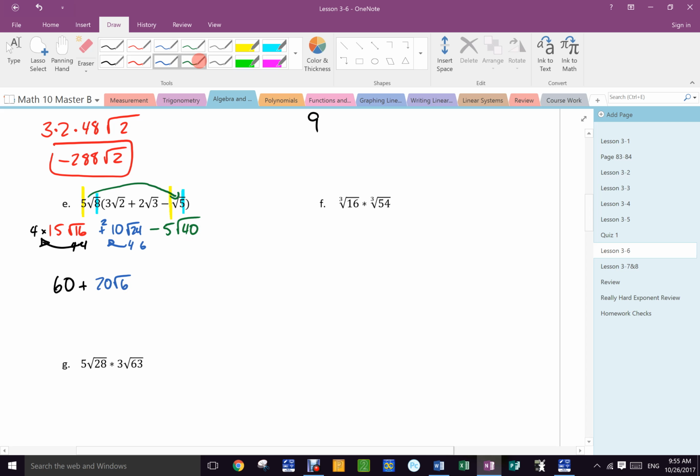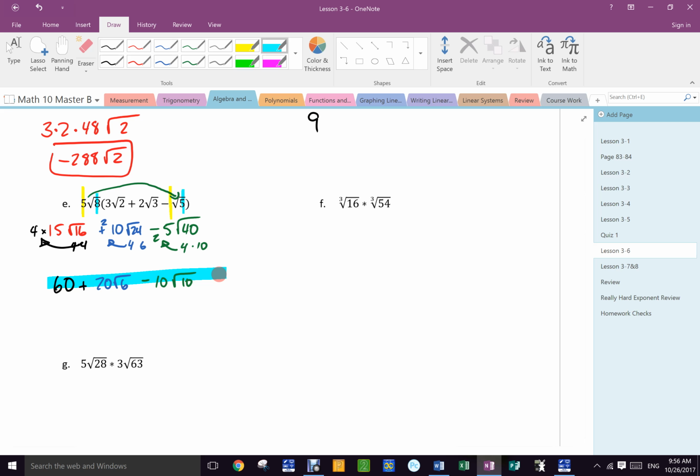What's 40 break down into? Think of perfect squares that would go into 40. 4. 4 times 10, yes? What's the square root of 4? 2. So what comes out? 2. What was already out there? 5. Negative 5. So it's minus 10 root. What did I leave under there? 10. Done. Everybody cool? All right.